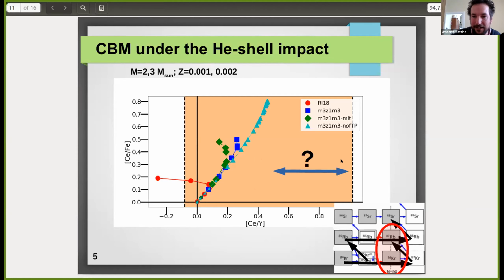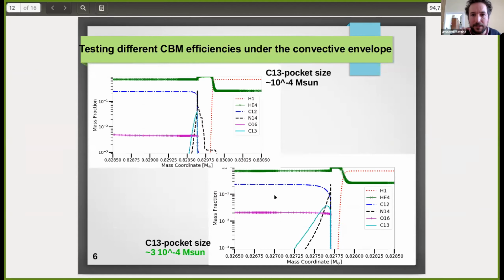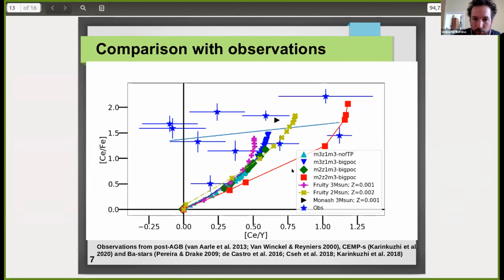The problem is there's still this portion here, which is not covered by anything. So what we did, we tested a higher efficiency of the convective boundary mixing under the convective envelope, which is the one responsible for the formation of the so-called carbon-13 pocket. In particular, we tested a more efficient convective boundary mixing process, able to produce a 3 times wider pocket, so passing from a typical size of 10 to the minus 4 solar mass in Lagrangian mass coordinate to 3 times 10 to the minus 4 solar mass.